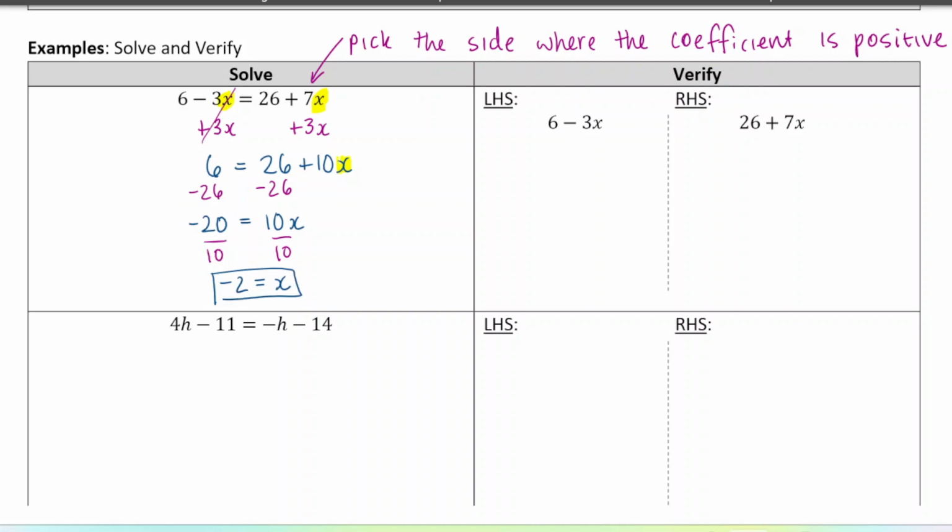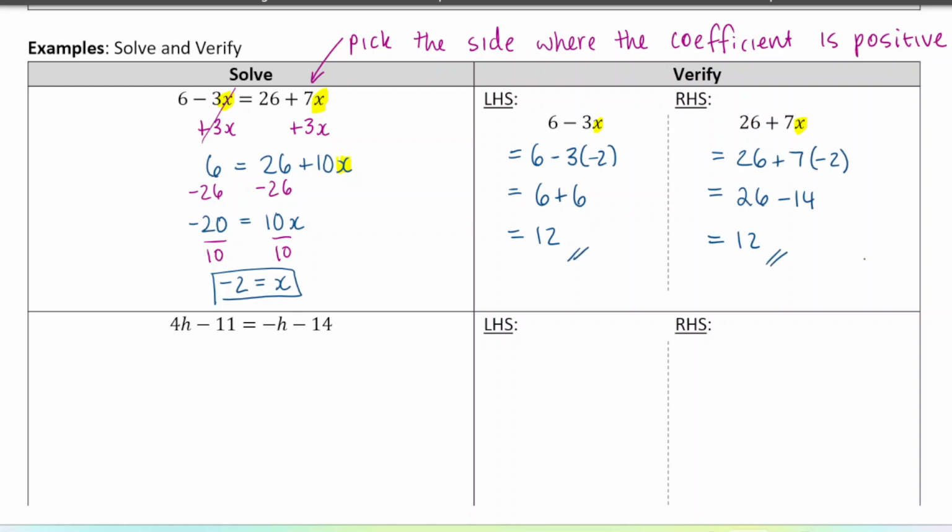For the verifying, if you're comfortable doing this, you can go ahead and fast forward through this, but I'm just going to show you how to verify. So we take our left-hand side and our right-hand side, and wherever we see an x, we substitute what we think it's equal to. So we think it's equal to negative 2. So let's substitute negative 2 in for x. And this time we have to do it on both sides because there was an x on both sides of the equation. First we multiply, so we have 6 plus 6 over here, and that equals 12. And then on this side, we have 26 minus 14, which is also equal to 12. So we can see the right-hand side and left-hand side are equal. We must have the correct solution.